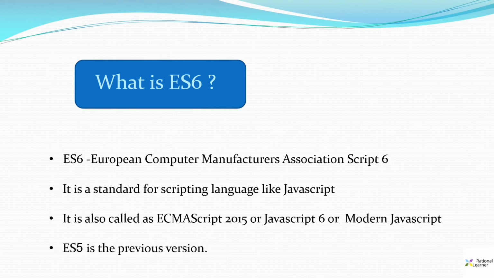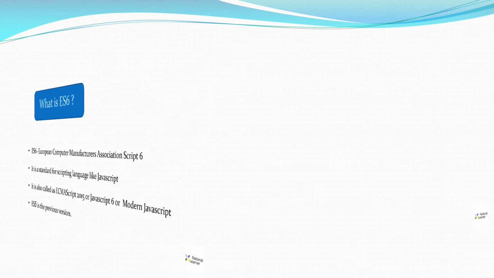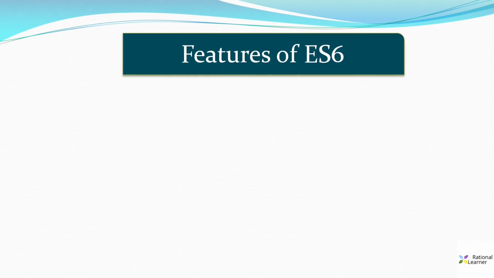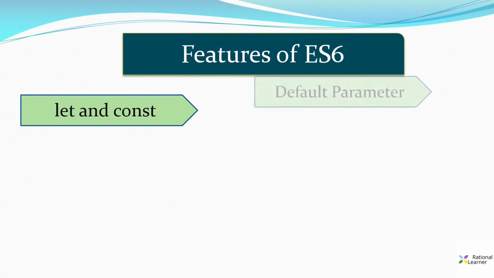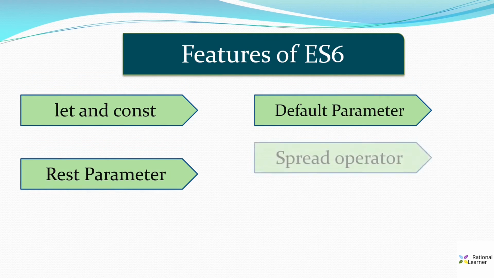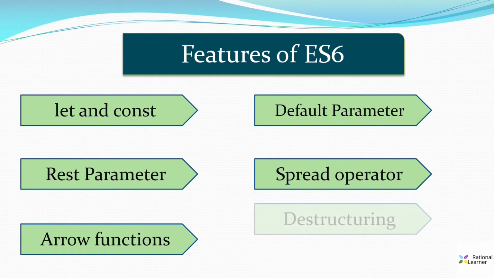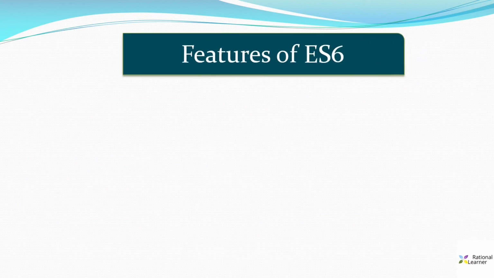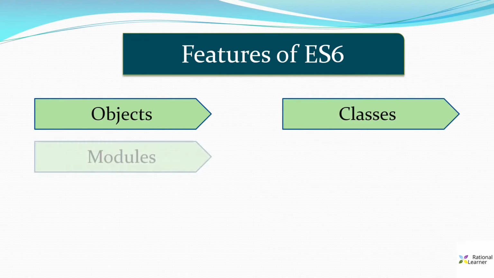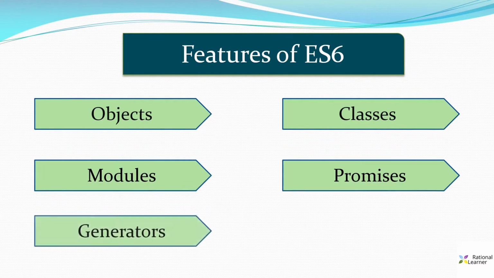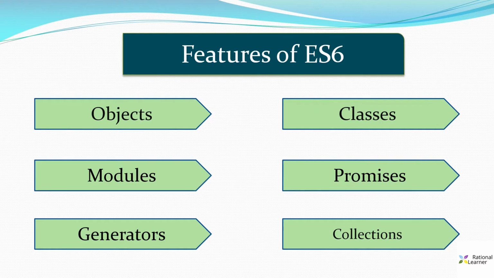ES5 is the previous version and ES7 is the later version of ES6, which is only compatible with two browsers, that is Chrome and Opera, but ES6 is compatible with all browsers, so it is widely used. Features of ES6: let and const, default parameter, rest parameter, spread operator, arrow functions, destructuring, objects, classes, modules, promises, generators, collections.